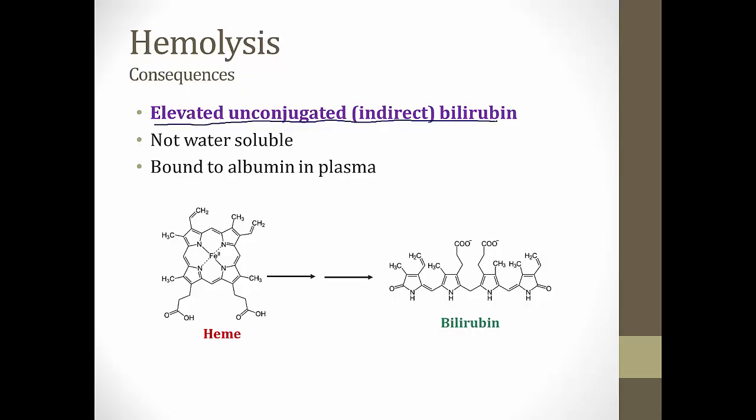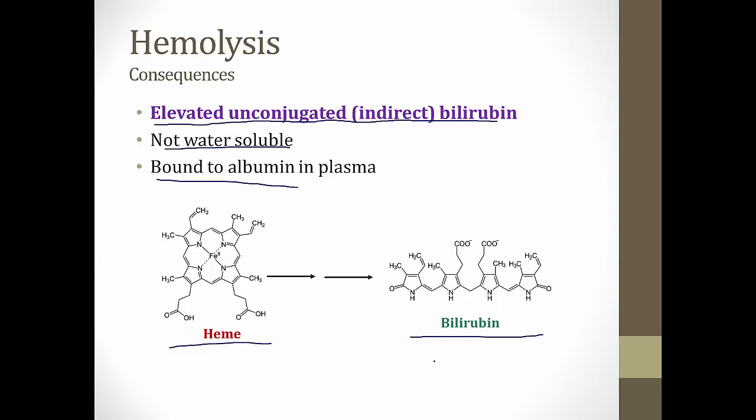Here we're going to approach bilirubin from the hematology point of view. So when there's hemolysis, heme is released from hemoglobin and it's metabolized into bilirubin. Initially, it's made into unconjugated bilirubin, which is not water soluble and travels in the plasma bound to albumin. The liver will conjugate bilirubin into a water-soluble form that can go out in the bile.